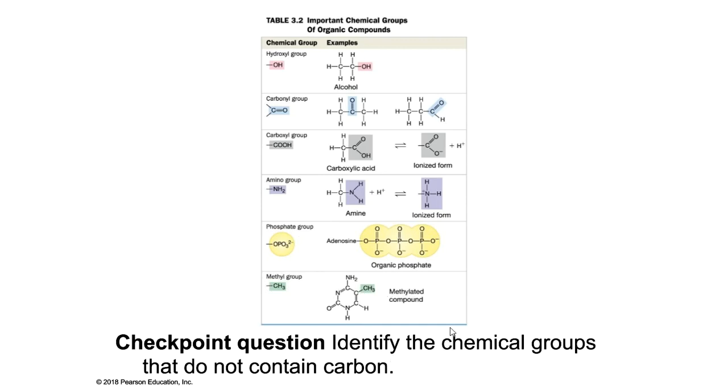So the checkpoint question, identify the chemical groups that do not contain carbon, right? So hydroxyl group does not. The amino group does not. The phosphate group does not, right? All the other ones have a carbon in them, but these groups are attached to carbon-based molecules. So you want to be able, like I said, to recognize these different groups in a multiple choice situation, and we'll do some practice with it later on as well.